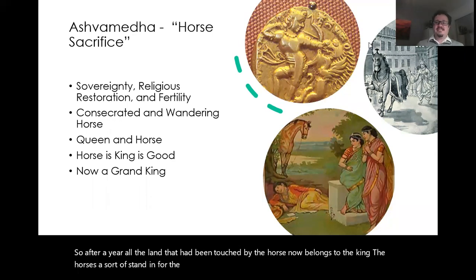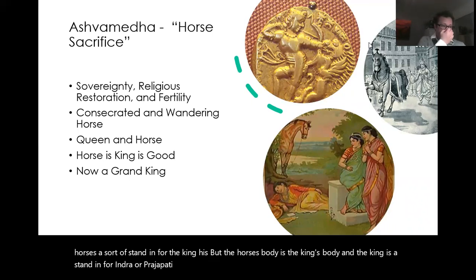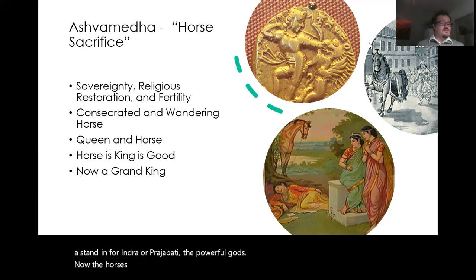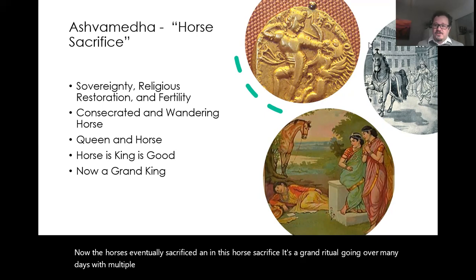The horse's body is the king's body, and the king is a stand-in for Indra or Prajapati, the powerful gods. Now, the horse is eventually sacrificed. This horse sacrifice is a grand ritual going over many days with multiple feasts, sacrifices of other animals, and soma pressings and soma consumptions.